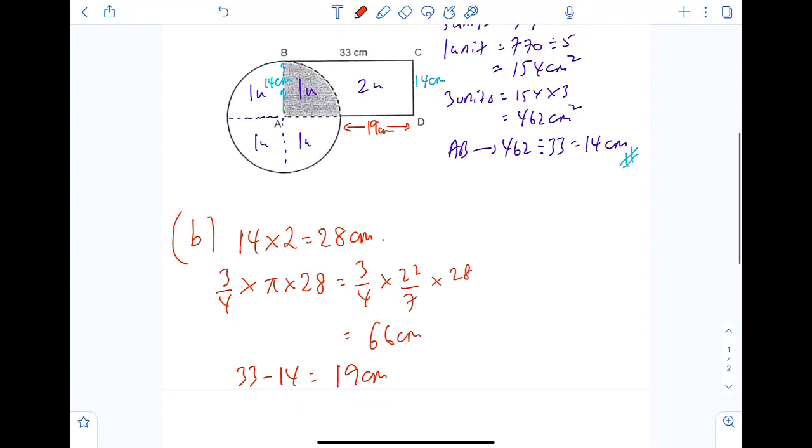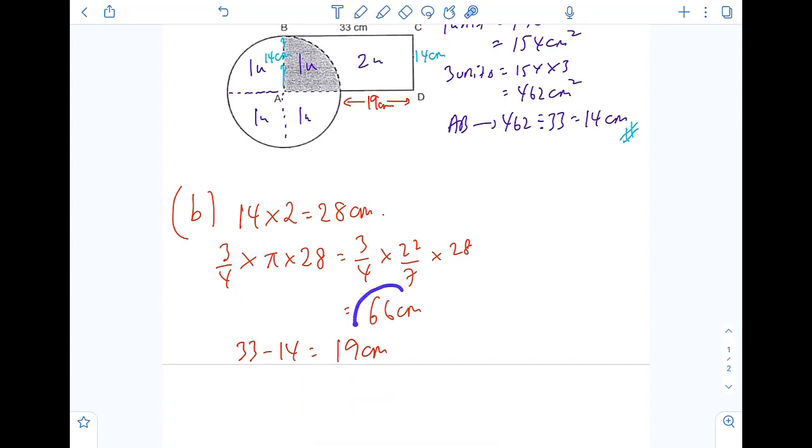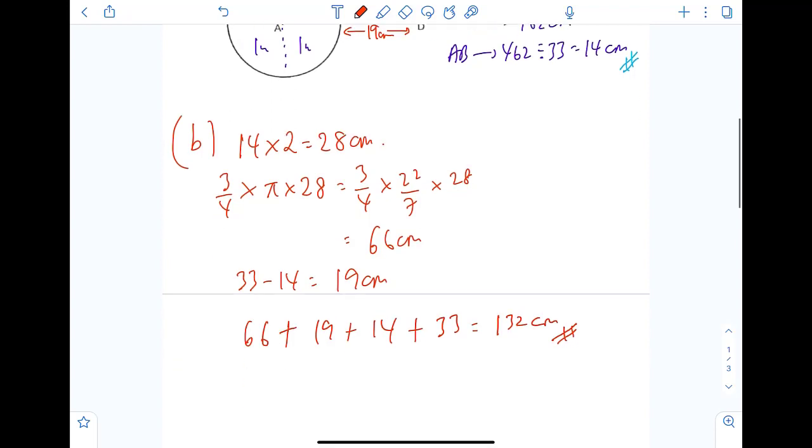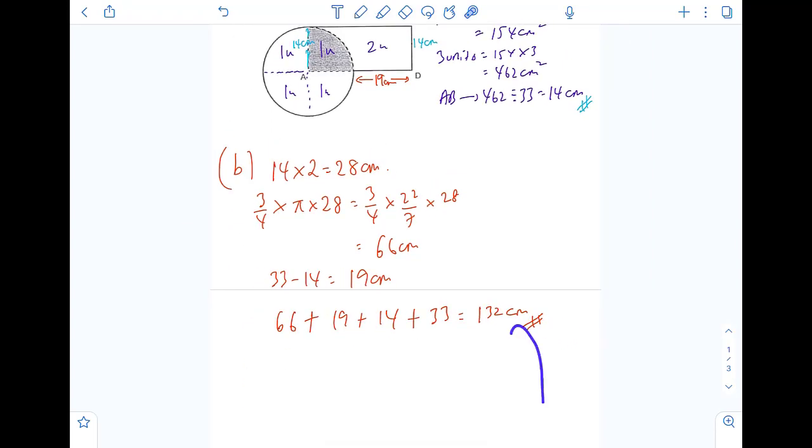So what we do next is we will take 66, which is this 3/4 of a circumference, plus 19 plus 14 plus 33. That will give us the entire outline, or what is known as the perimeter. 66 plus 19 plus 14 plus 33 to give us a final answer of 132 centimeter. And please transfer your answer into the answer blanks at the bottom right.